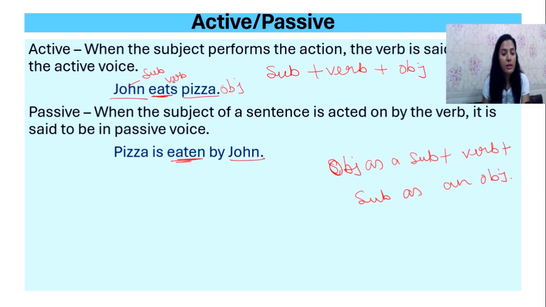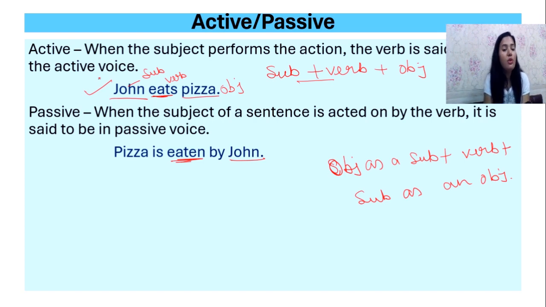I hope you understand what is an active sentence. In an active sentence, we always need a subject that is active, a subject that performs the action, and then we need a verb, then an object. So this is the basic structure of active voice, and this is an active sentence.